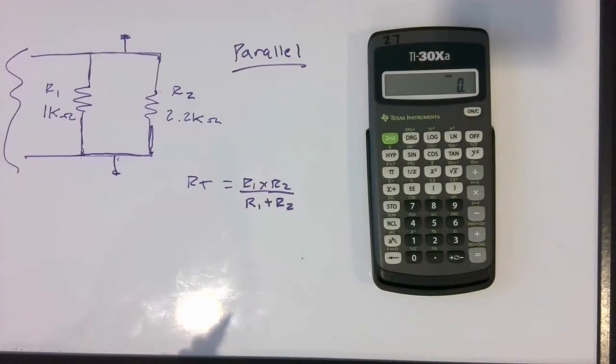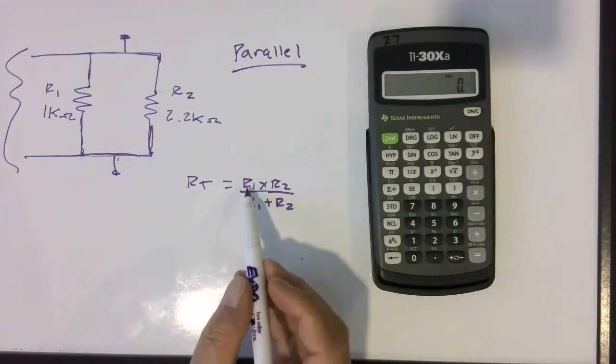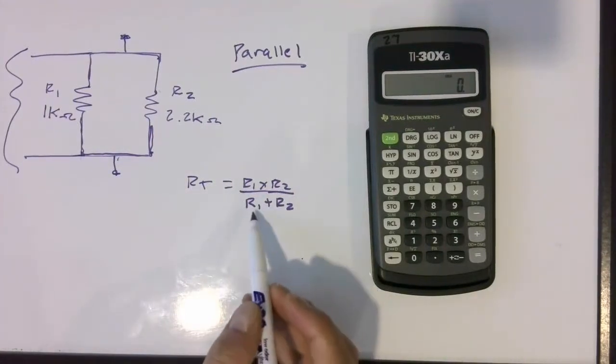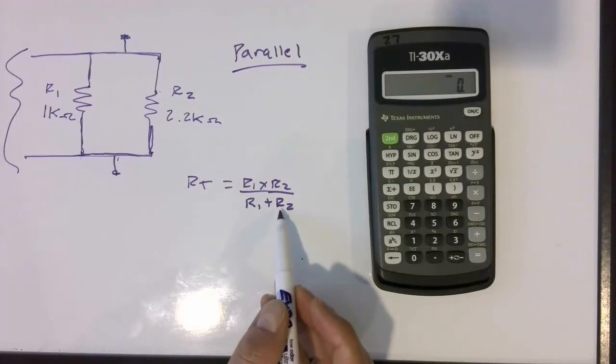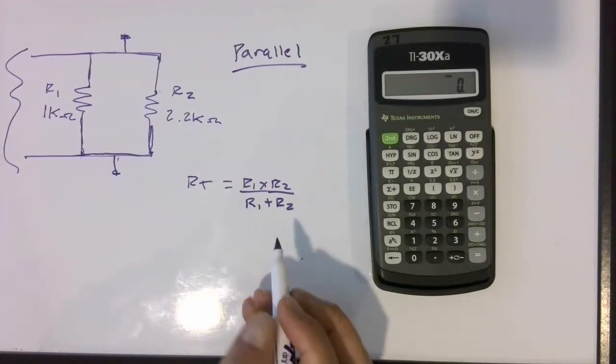So if we just have two resistors in the circuit, there's kind of a simple way of doing this called product over sum, where we multiply R1 times R2 and divide it by R1 plus R2. The order of operations here is important.